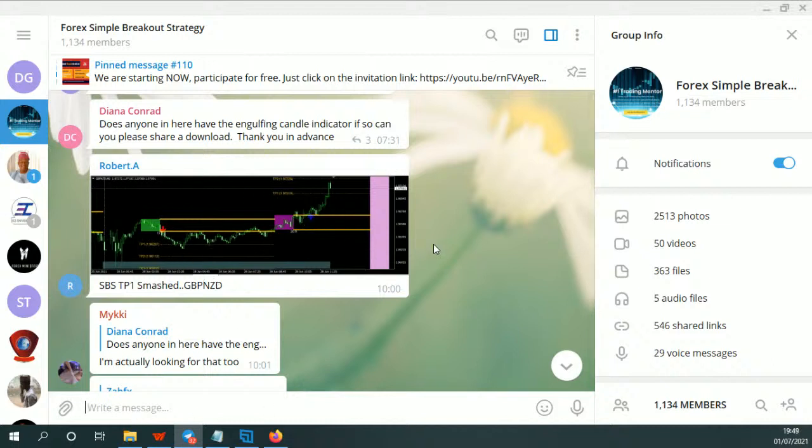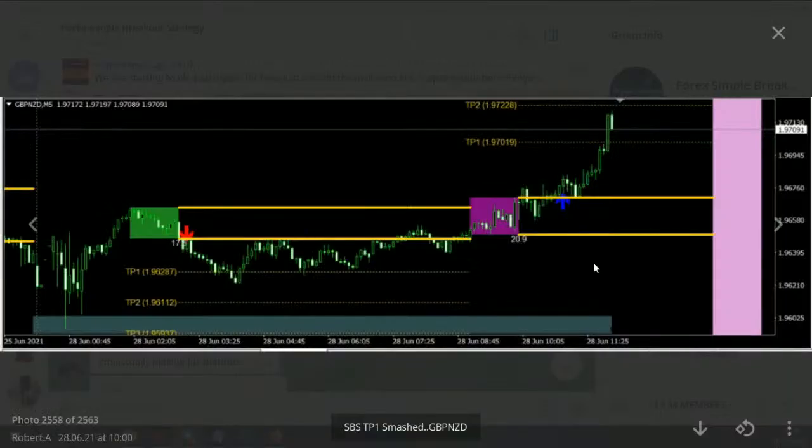This is the simple breakout strategy. If you don't know about it, it's our first strategy that we did initially, which is still going on. You can see people are still practicing it. Let me expand it. People are still practicing it. So it's the same thing like the one I'm teaching you today, TP1, TP2.